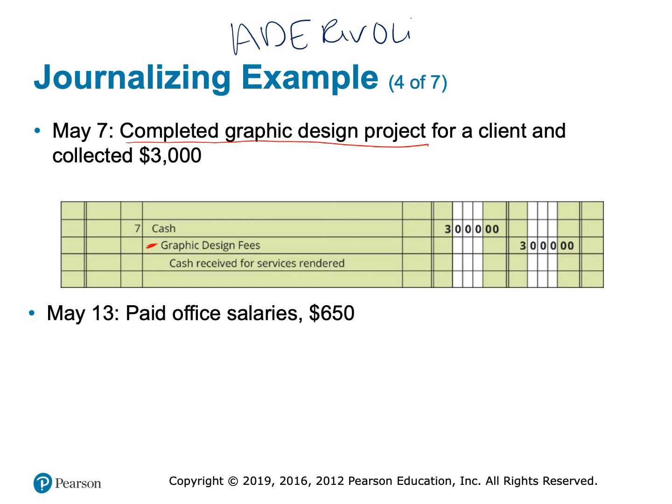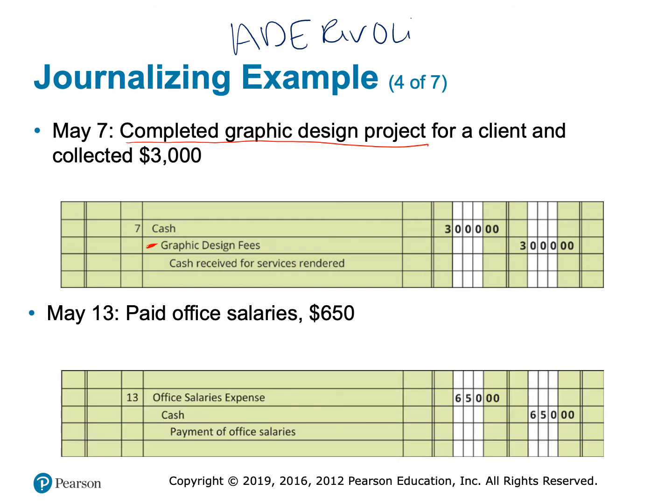So here we're told we paid the office salaries of $650. If I'm looking at that chart of accounts, remember I had the office salaries expense account. So anytime I pay office salaries, that's an expense. Remember, expenses are always debited. So I want to debit office salaries expense. And then obviously I paid them with cash. So I want to credit cash to decrease that asset account. So I've debited my expense and I've credited my cash account.